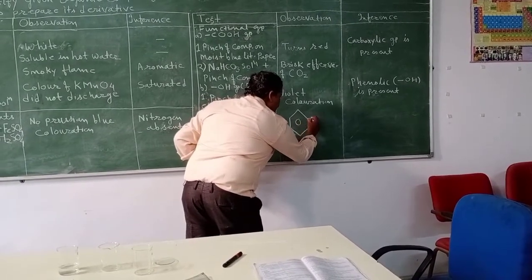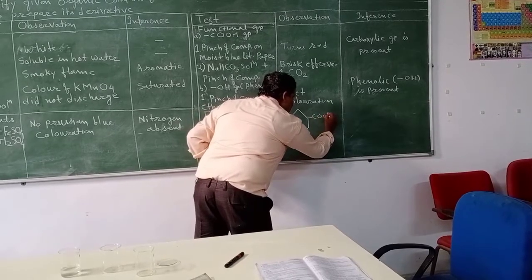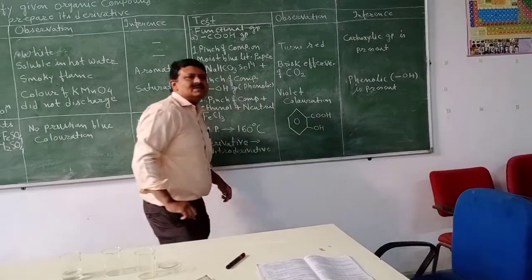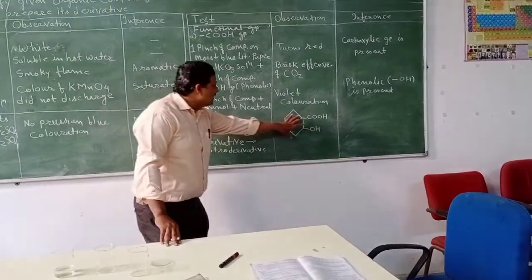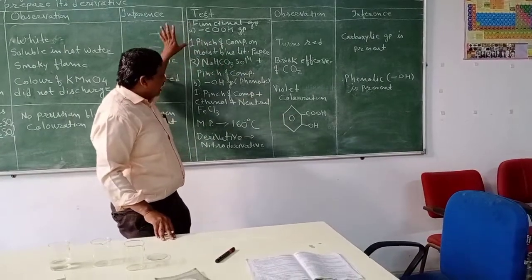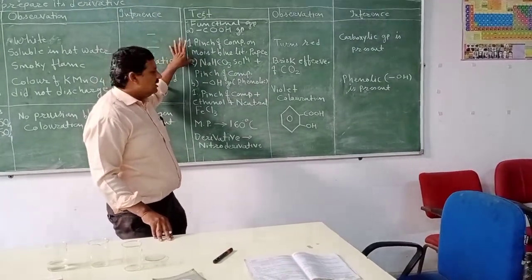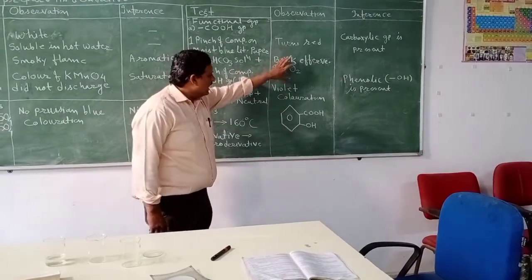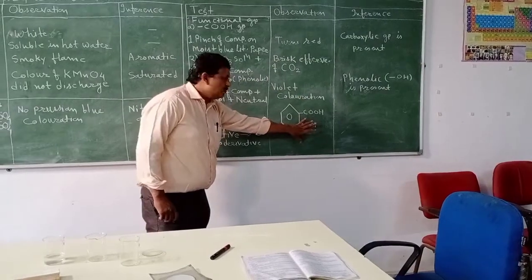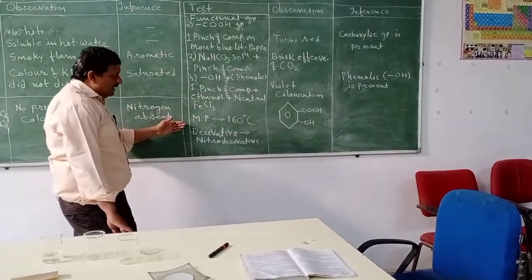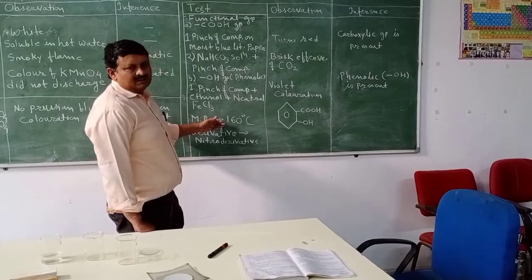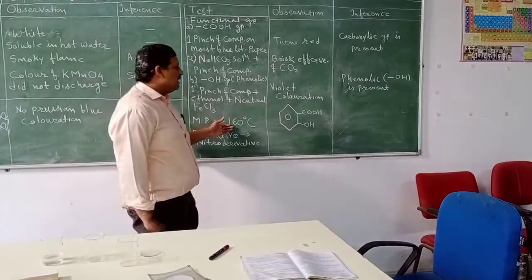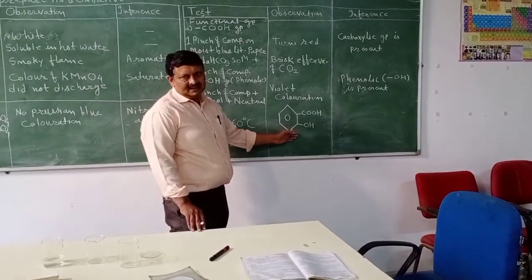For salicylic acid, there must be the presence of two functional groups, that is the carboxylic group and the OH group. This is the structure of salicylic acid. And in our observation, we have seen our organic compound also contains both functional groups, the carboxylic group and the OH group. And the melting point which we have determined matches with the melting point of salicylic acid.